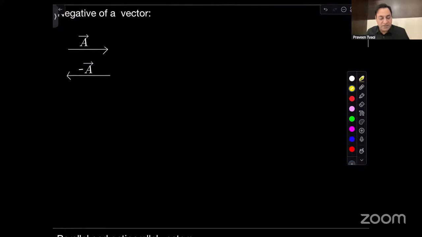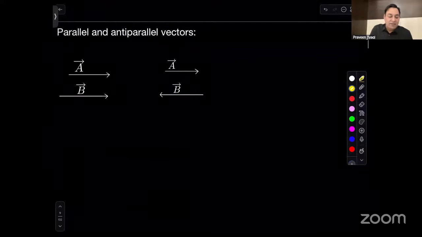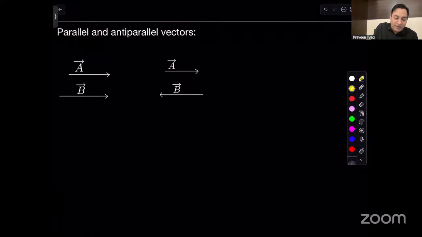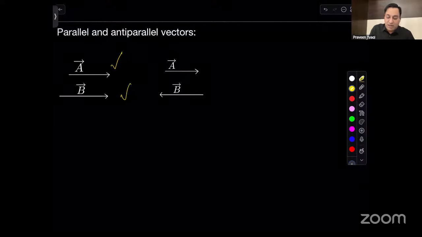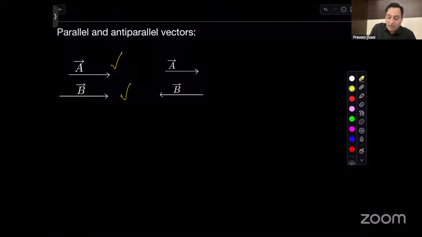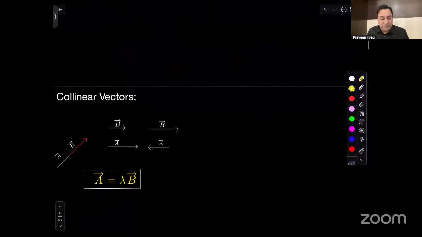Just pay attention and have a look at it. What are parallel and anti-parallel vectors? When two vectors are in the same direction, they are called parallel vectors. When two vectors are in opposite directions, they are called anti-parallel vectors. So these two vectors are anti-parallel. These two are in the same direction, so they are called parallel vectors.